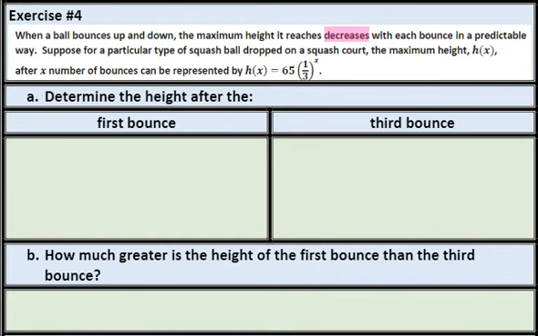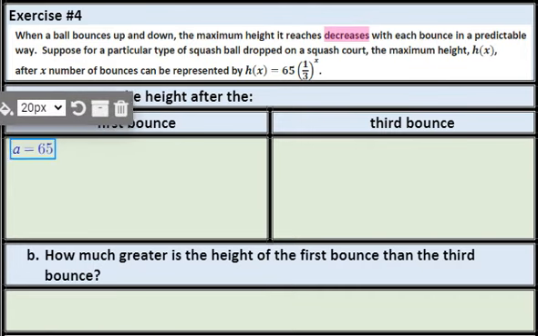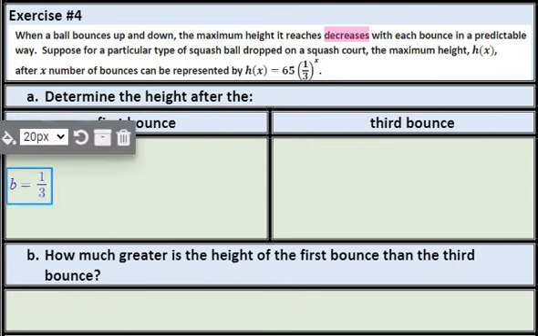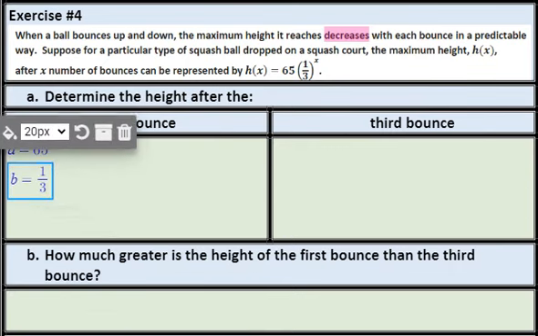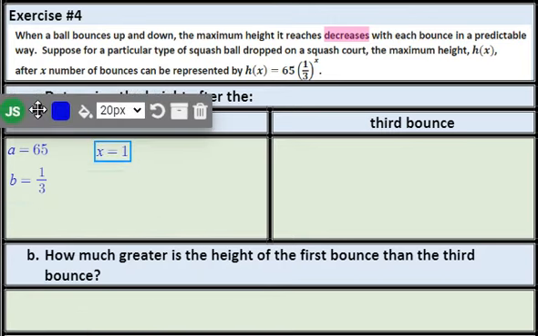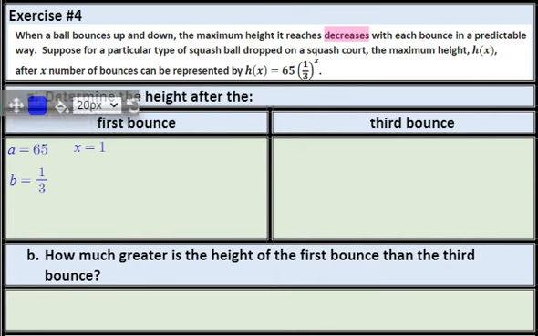So we identified that our a is 65. So we're saying we're dropping that ball from a height of 65. b is 1/3. Remember, in an exponential function, we care about what we keep. So our new height is going to be 1/3 of the old height every time. Now, on the first bounce, in this case, x is going to be equal to 1.